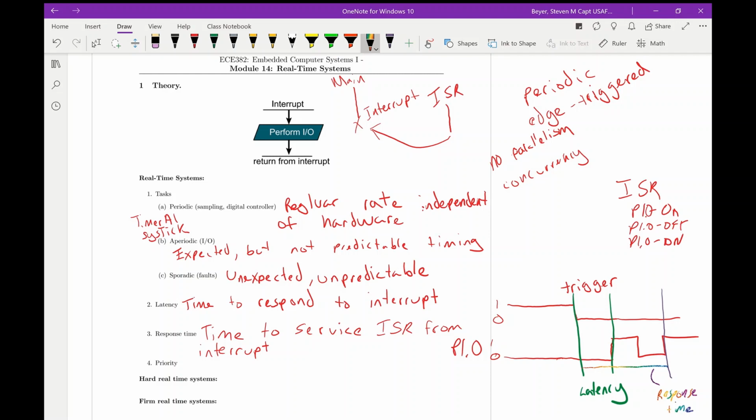Okay, so trigger occurs, so we call this one here trigger. Actually, it's start of ISR minus trigger, and this is completion minus the trigger. Okay, and that's going to give us our latency and response time.